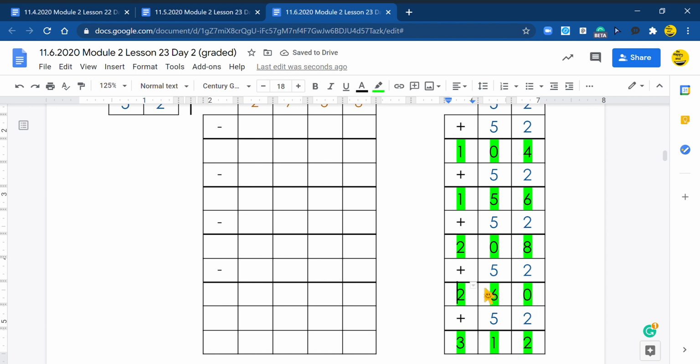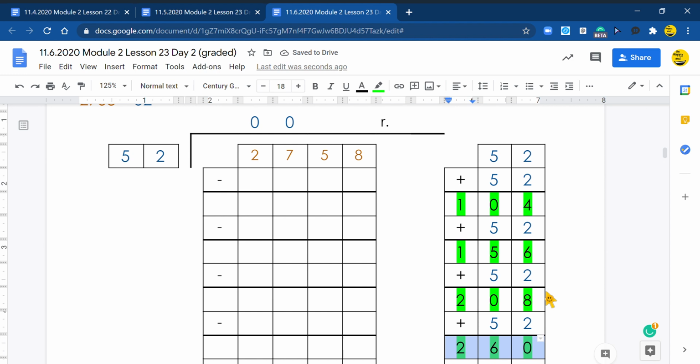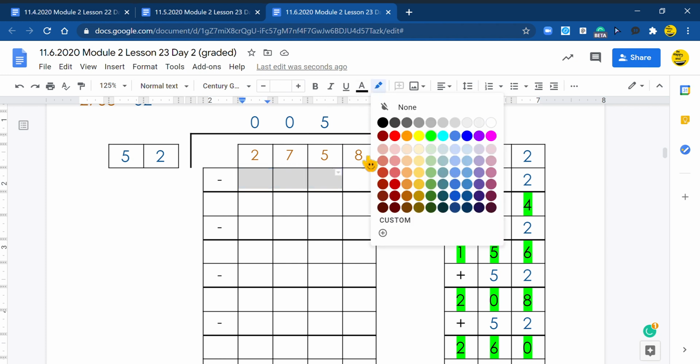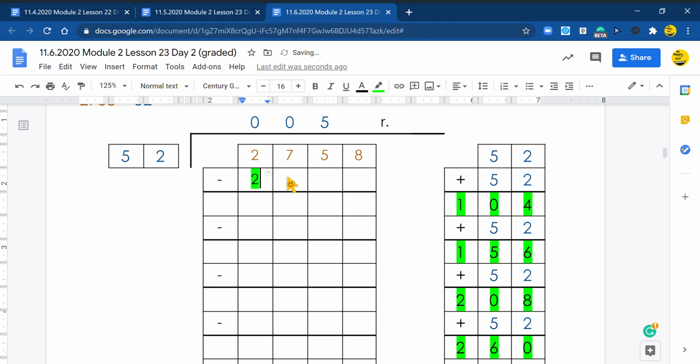I'm looking at 260. Now I have to count my 52s. 1, 2, 3, 4, 5. So in my quotient, the third digit over, which is technically my tens column, I'm going to put a 5, you guys. 5 times 52 is 260. So right here, I'm going to put in my 260.